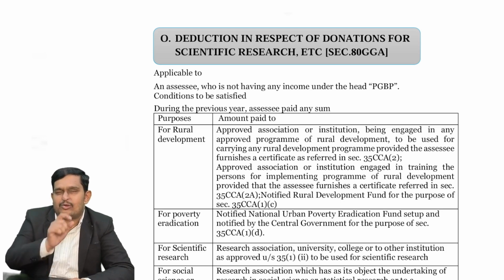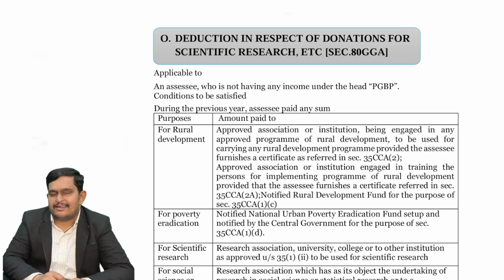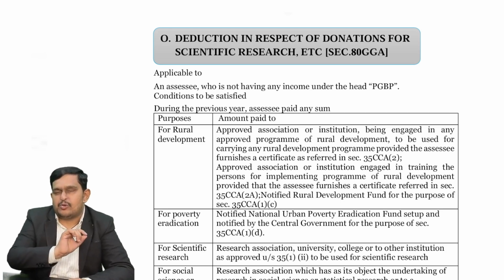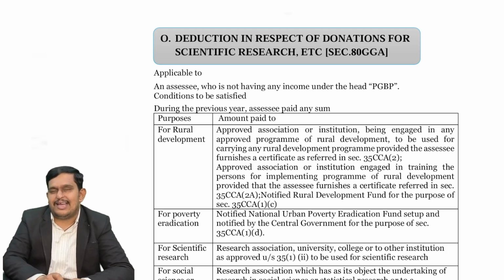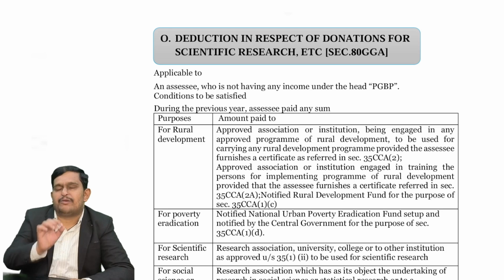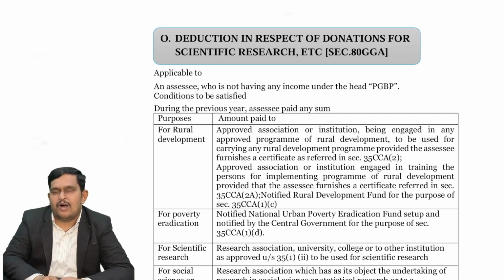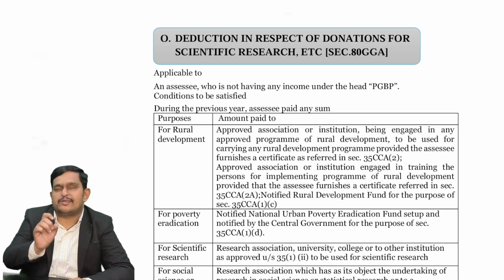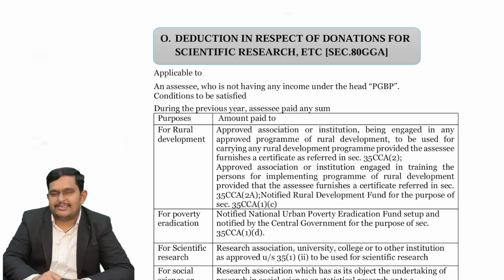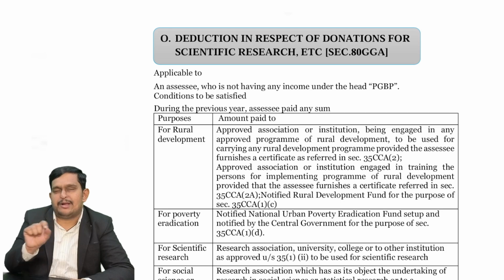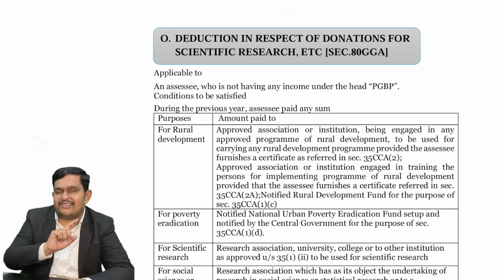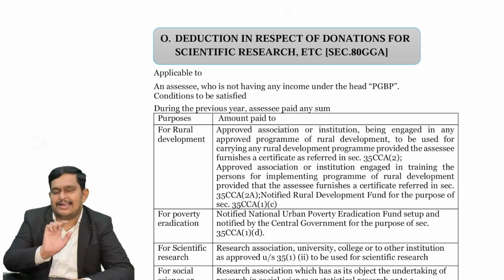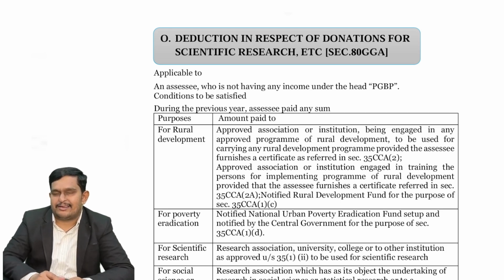That's why when they wrote applicability, the first line itself tells that this section is applicable to all assessees other than assessees earning income from profits and gains of business or profession. Done? Very good. So because PGBP income holders claim deduction under section 35, others claim under 80GGA. That's it. Okay. On what matters can you claim deduction?